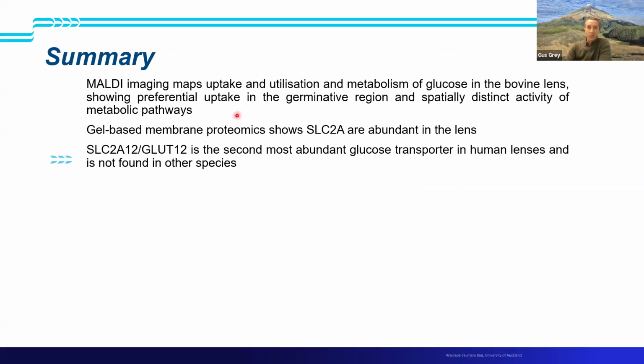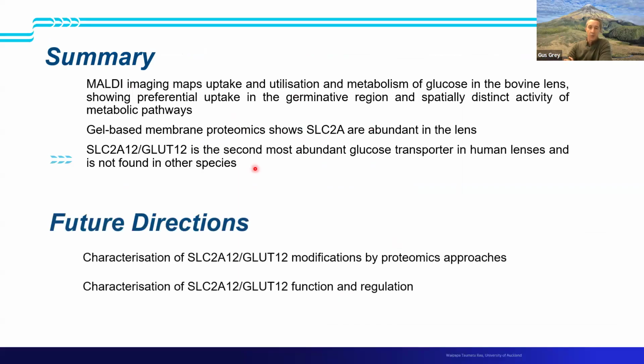So just to wrap up, what I've shown you is the multi-imaging results for the uptake and metabolism of labeled glucose in a bovine lens, and there are hot spots in that germinative region where the cells are growing, dividing, and migrating towards the equator. Gel-based proteomics to show the relative abundance of our GLUT transporters, and interestingly enough, we've got GLUT12 as a novel transporter in the human lens. So going forward, we want to look at modifications to GLUT12. We also want to look at its functional contribution to glucose uptake in a human lens and its regulation to understand whether it has a role both in normal lens function, but also in diabetic cataract formation.